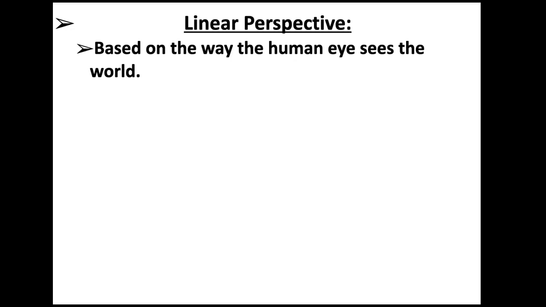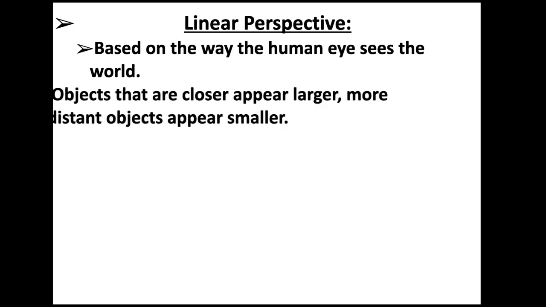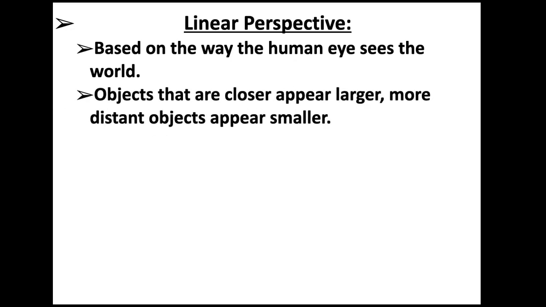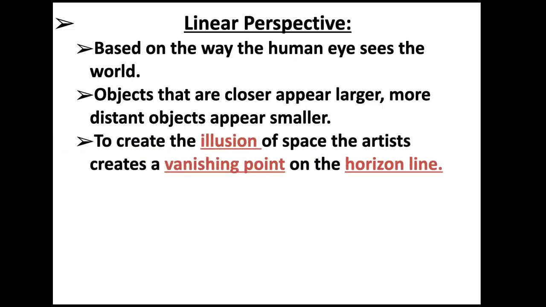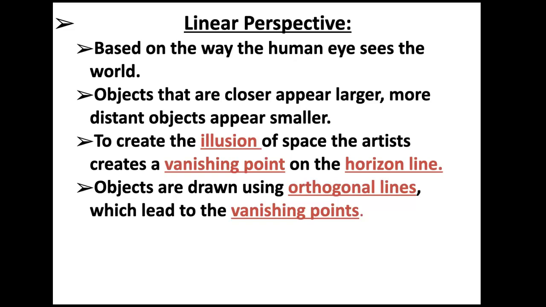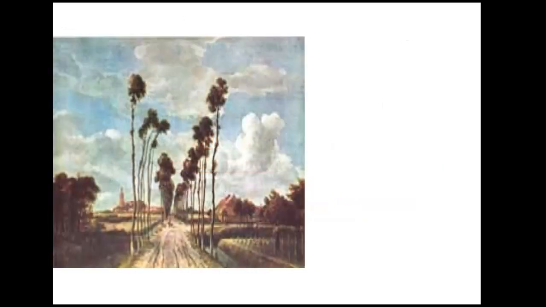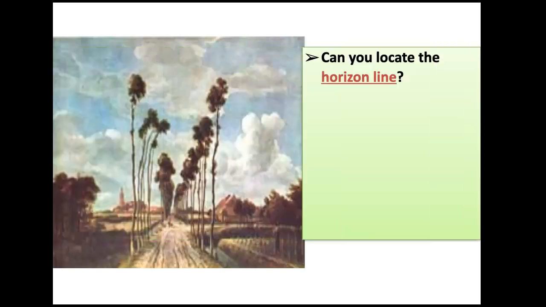So it's based on the way the human eye sees the world. Objects that are closer appear larger, and more distant objects appear smaller. To create the illusion of space, the artist creates a vanishing point on the horizon line. We saw that. And then objects are drawn using orthogonal lines, all of which lead to the vanishing point. So here we have a path with trees next to it. Can you locate the horizon line? Where would the horizon line be?